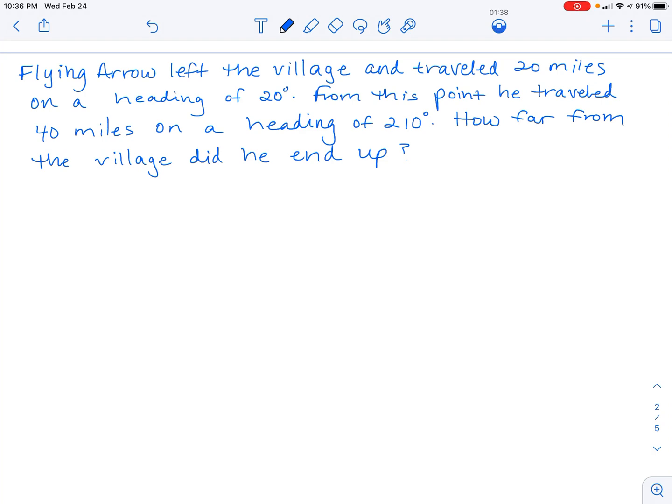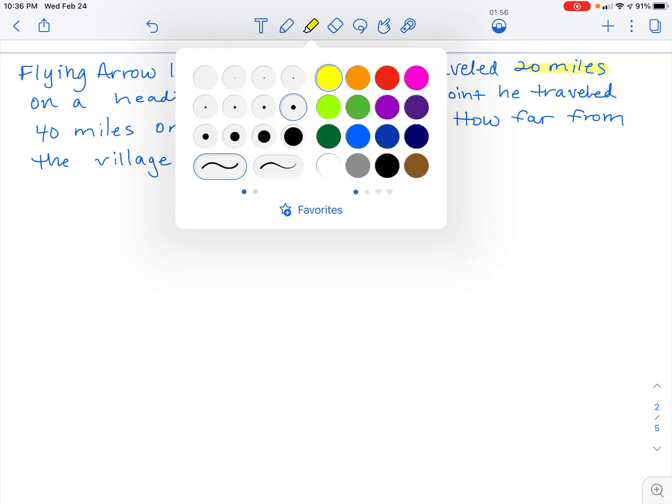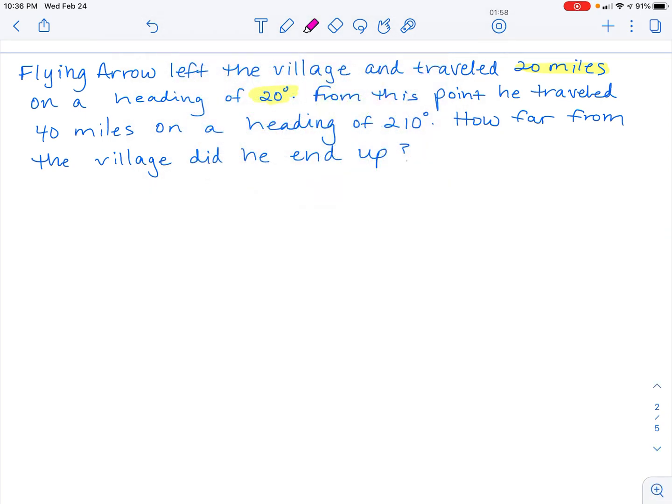Okay, so first of all, we have this word problem. Let me go ahead and read it aloud. Flying Arrow. It sounds like it's maybe a member of an Indian tribe. Flying Arrow left the village and traveled 20 miles on a heading of 20 degrees. From this point, he traveled 40 miles on a heading of 210 degrees. How far from the village did he end up?